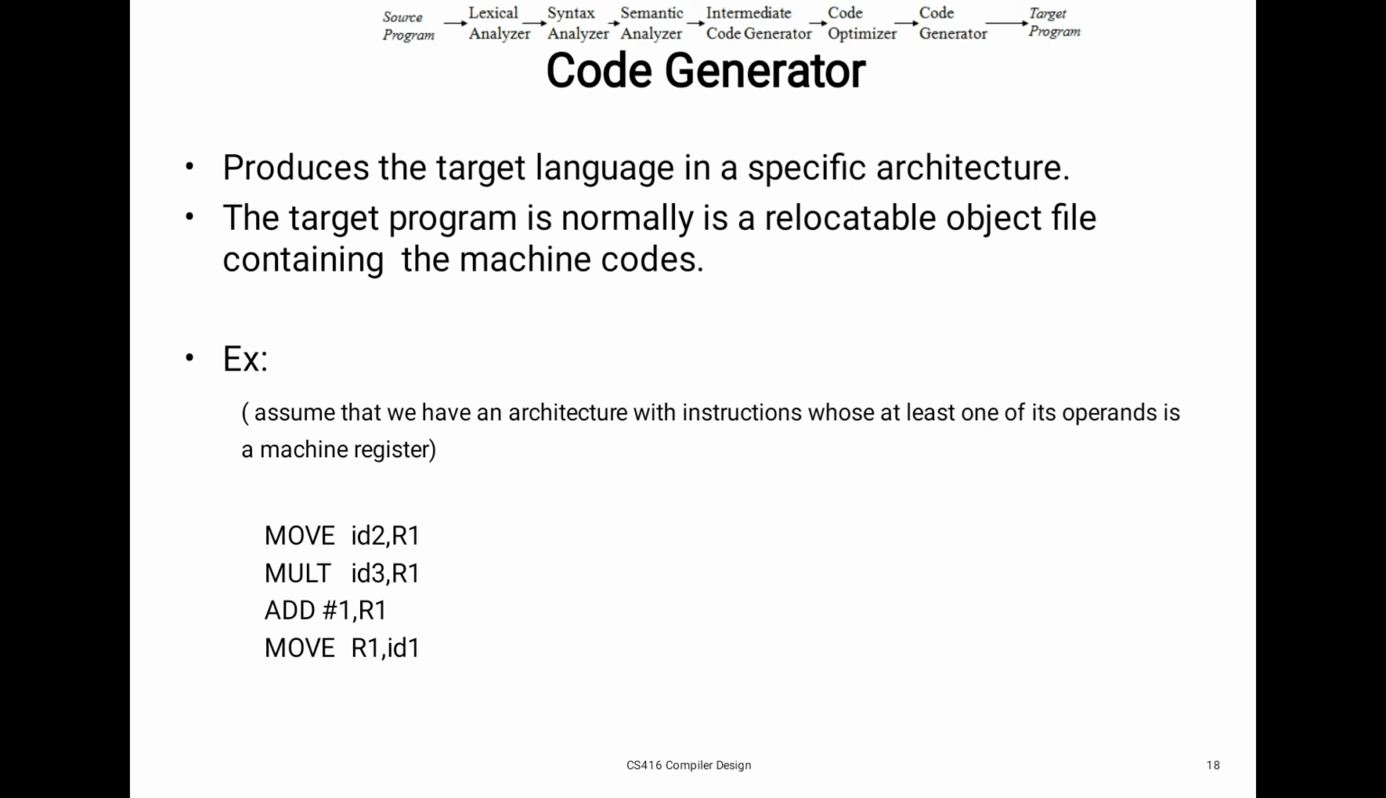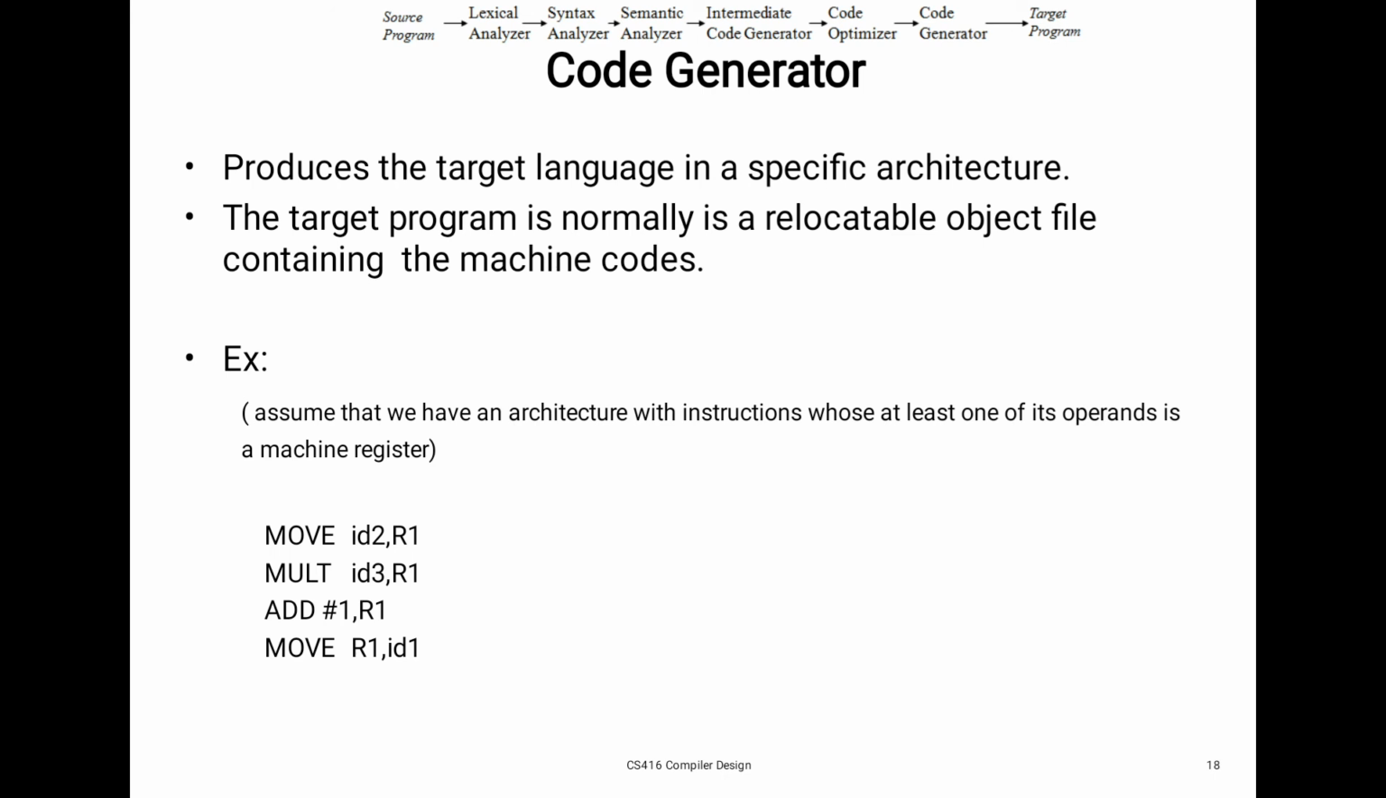Next comes the code generator. It produces the target language in a specific architecture. The target program is normally a relocatable object file containing the machine code. That is called a code generator. In the code generator phase, the target code gets generated. The intermediate code instructions are translated into a sequence of machine instructions. Assume that we have an architecture with instructions where at least one of the operands is a machine register.